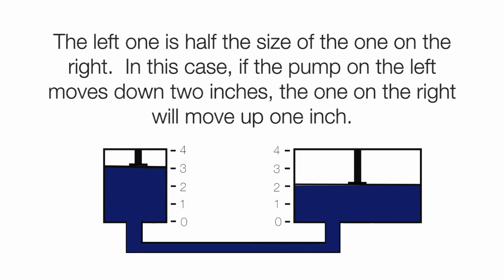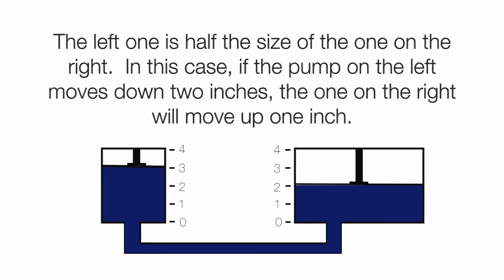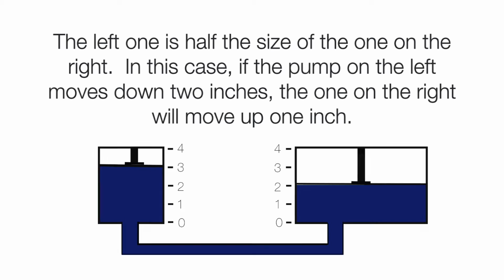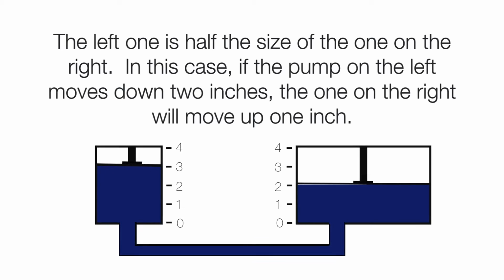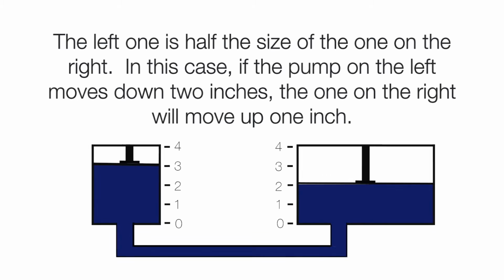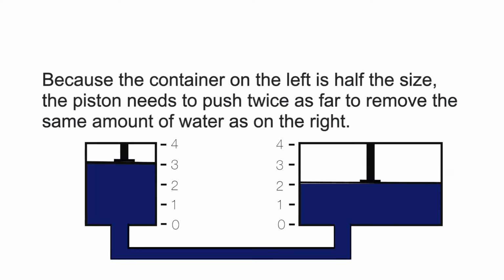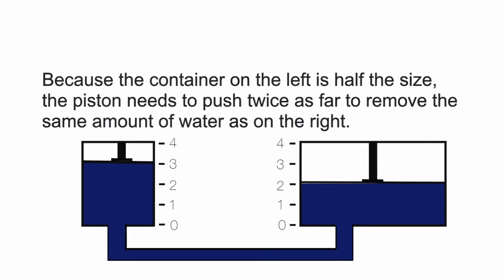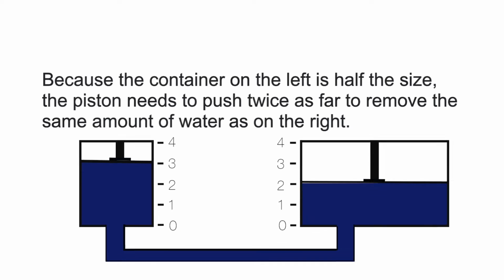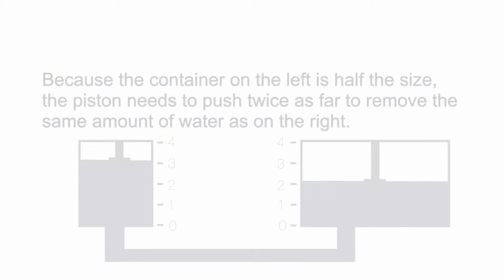Another example. Here are 2 vats again. The left one is half the size of the one on the right. In this case, if the pump on the left moves down 2 inches, the one on the right will move up 1 inch. That's because the mechanical advantage is such that only half the force needs to be used on the left, but it needs to be pushed twice as far.